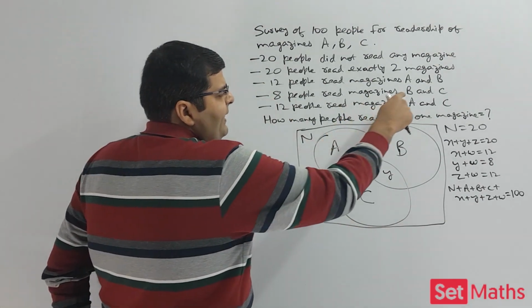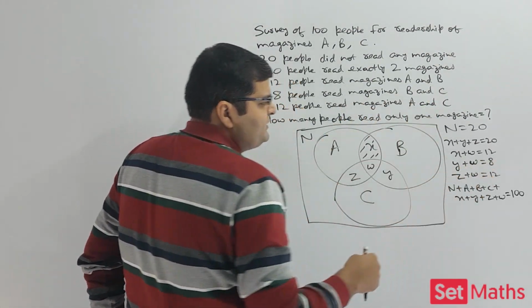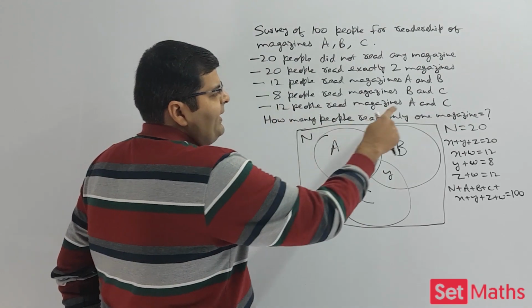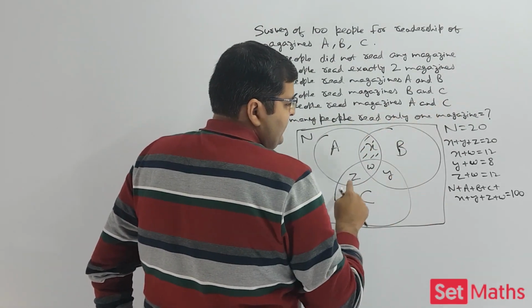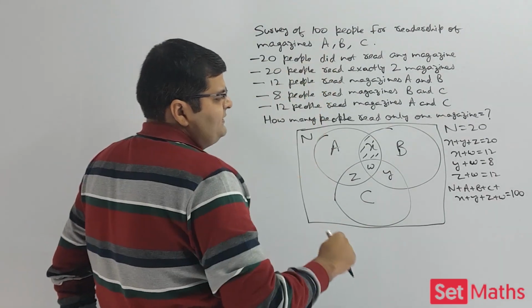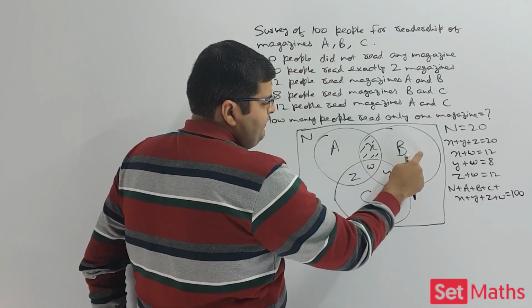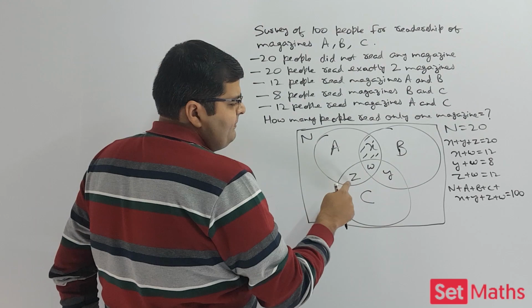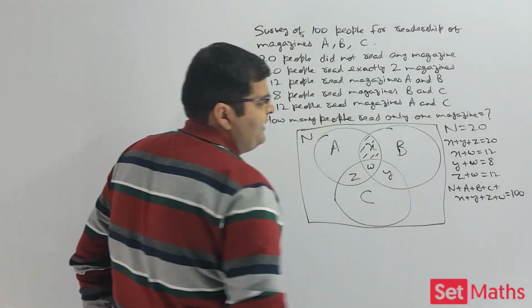Similarly, 8 people read magazines B and C, so Y plus W is 8. And 12 people read magazines A and C, so Z plus W is 12. The total number of people is 100, so N plus A plus B plus C plus X plus Y plus Z plus W equals 100.